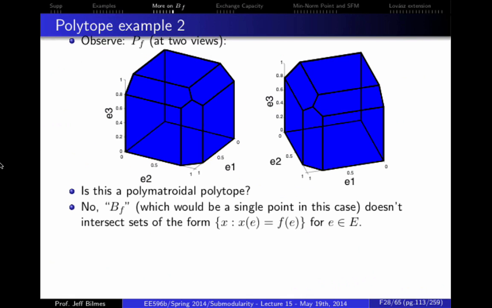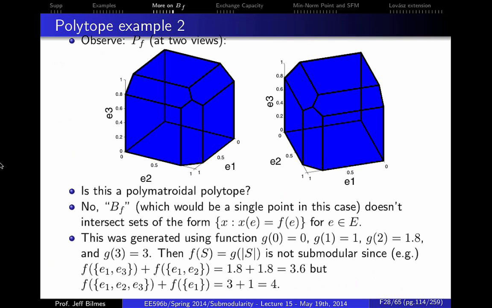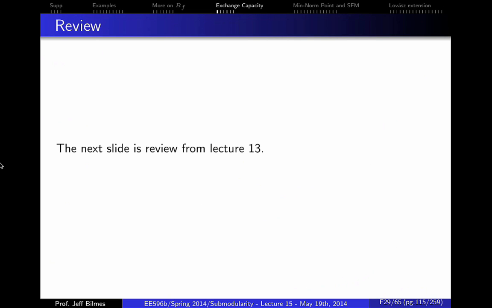Okay. So this is also not a submodular polytope. All right. So we're obviously not going to get to min-norm point today. So let's try to see if we can finish the notion of exchange capacity. So remember the saturation capacity is something that we saw. So for those elements.